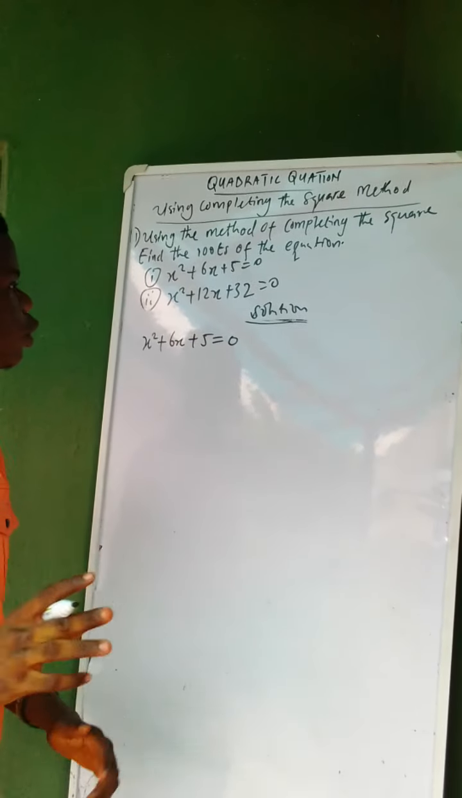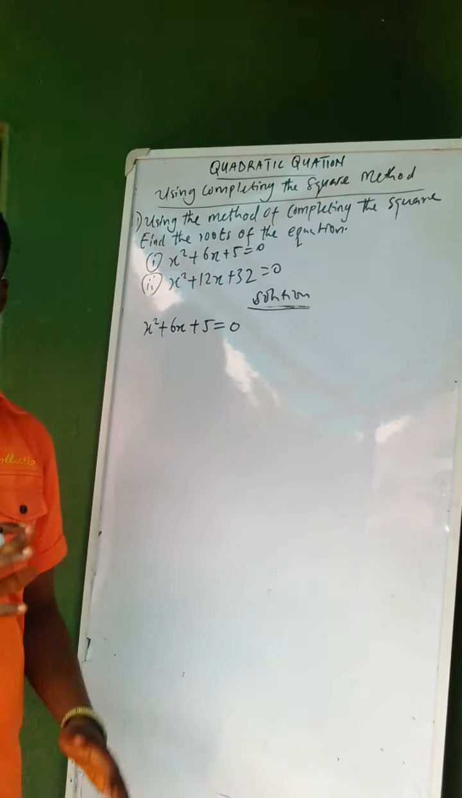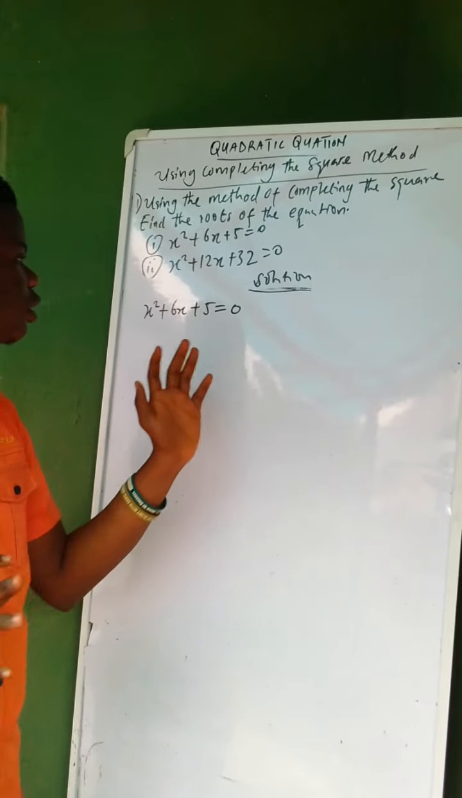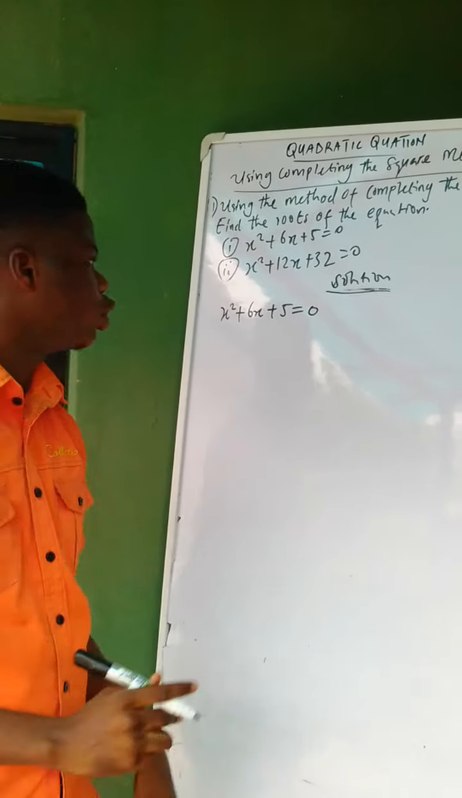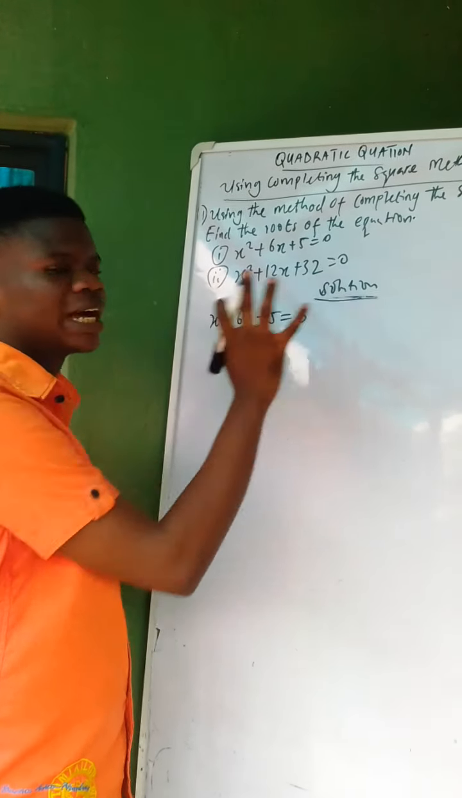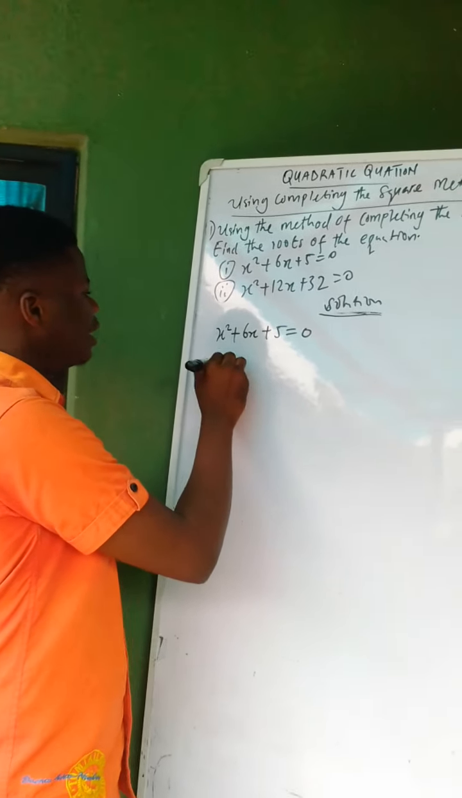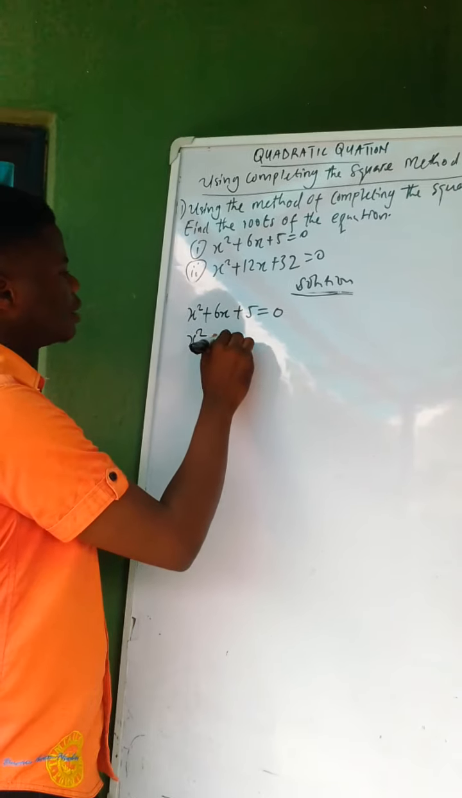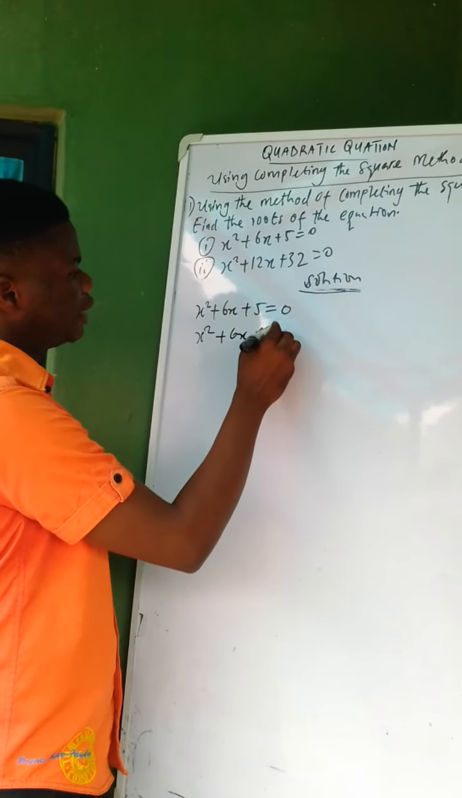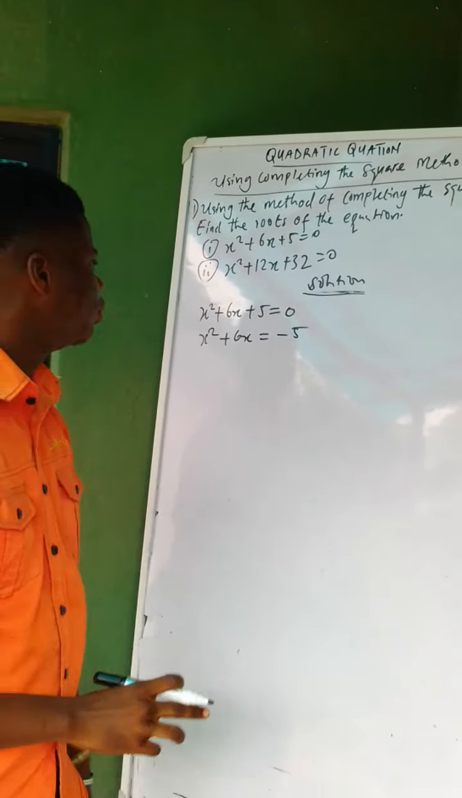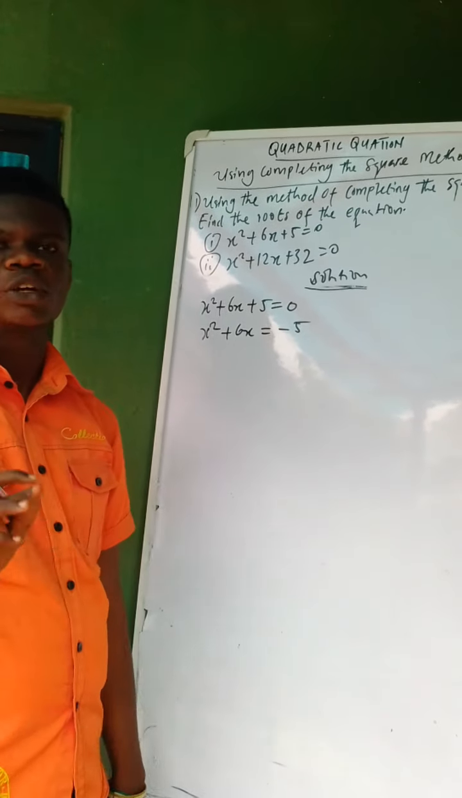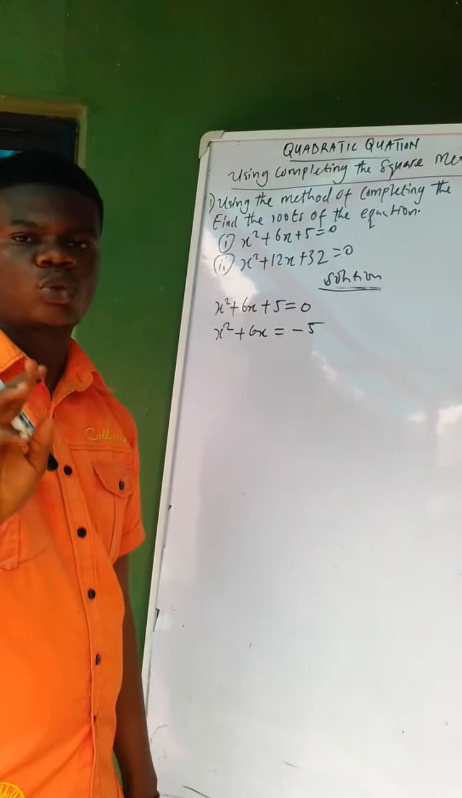If you take a good look at this, this is a very nice and standard quadratic equation format. So the first step, using the completing the square method, is to take this 5 to the right hand side. As simple as that. Very simple. x squared plus 6x is equal to, taking this to the right hand side, minus 5. That's all. Very simple. The next step is to half the coefficient of x and square it.